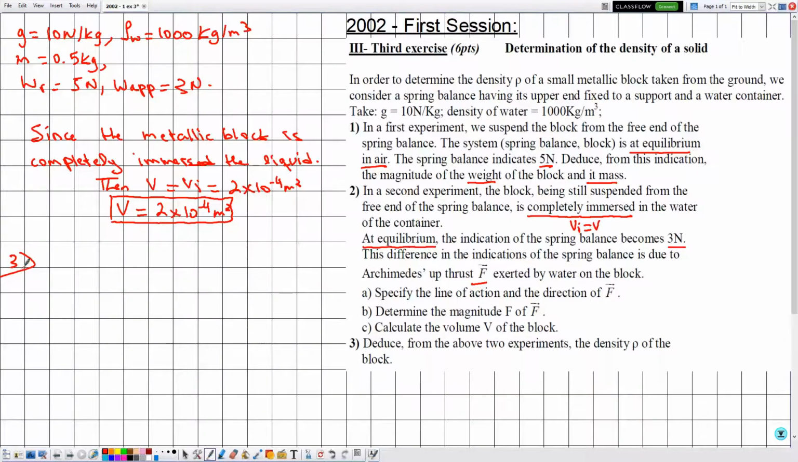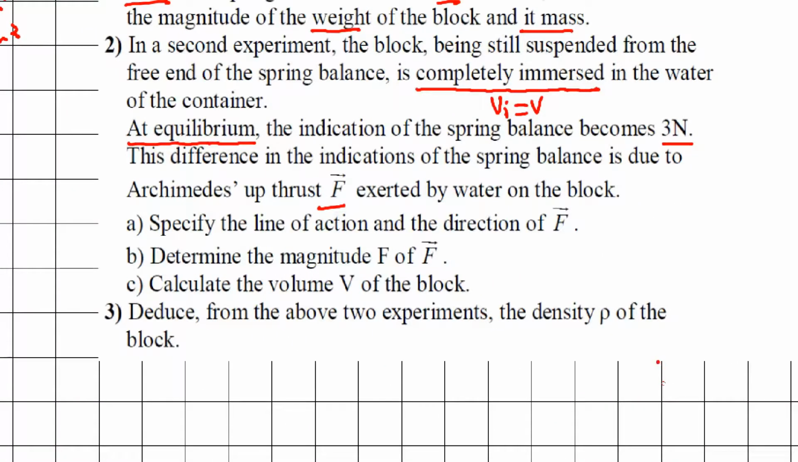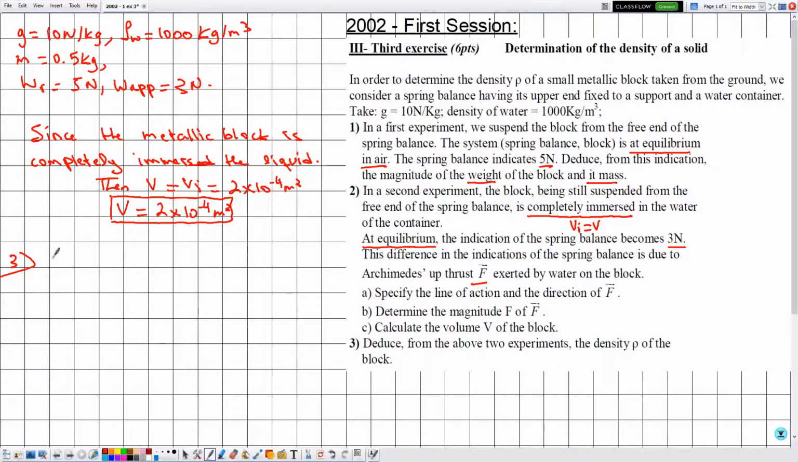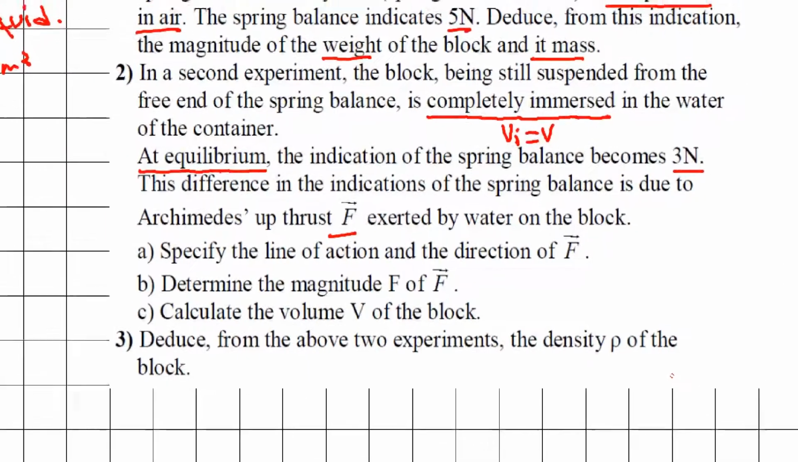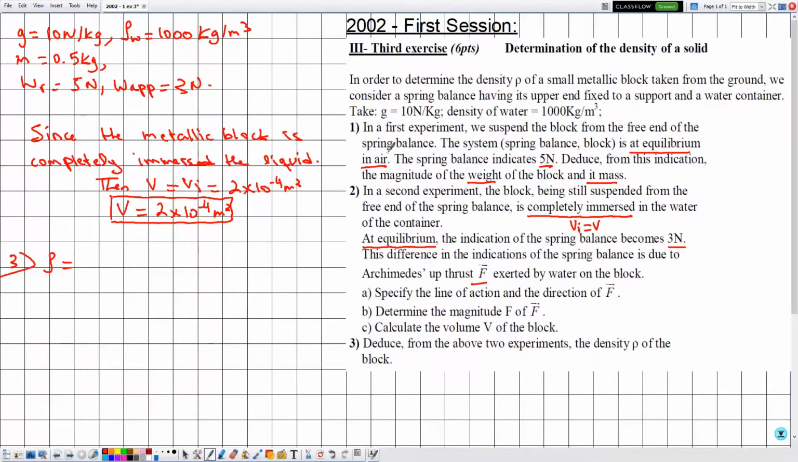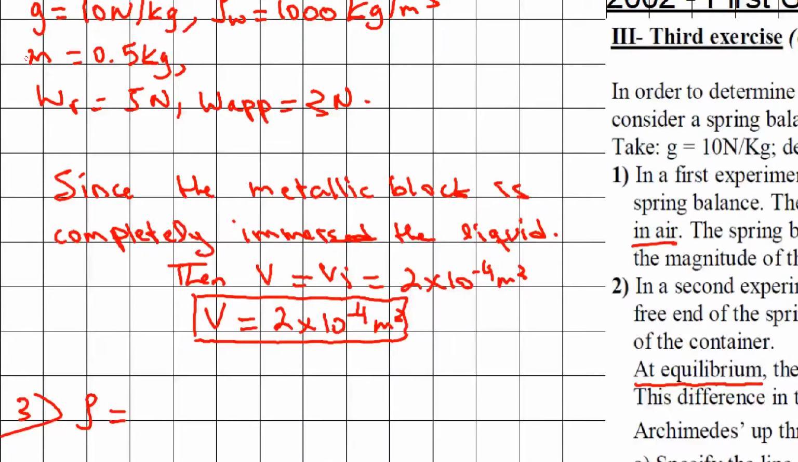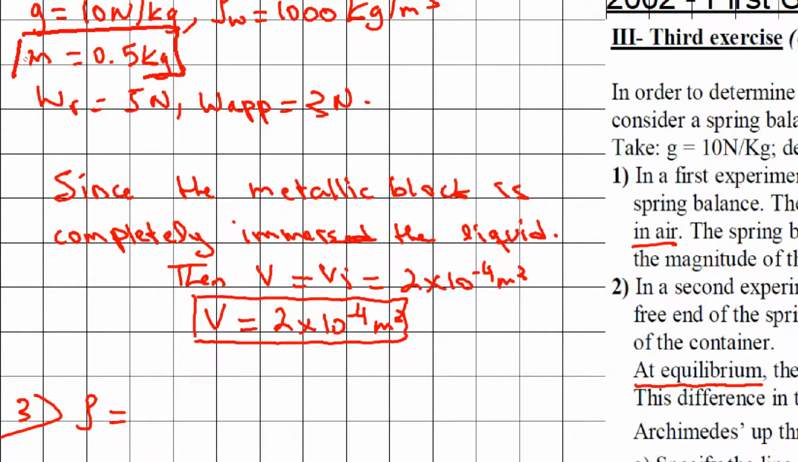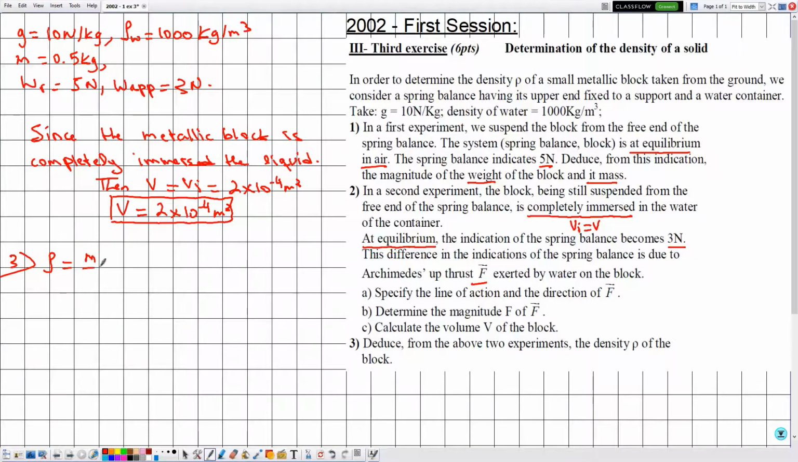Now number 3, deduce from the above two experiments the density rho of the block. And by deduce it means that we need to use the previous parts. No previous parts here in number 3, which means that we need to use the results of both experiments. The result of the first experiment was the mass, and this is the result of the second experiment, which is given by the volume. And we know that the density by definition is the ratio mass over the volume. No need to construct a triangle. 0.5 in the SI divided by 2 times 10 to the power minus 4 in the SI.